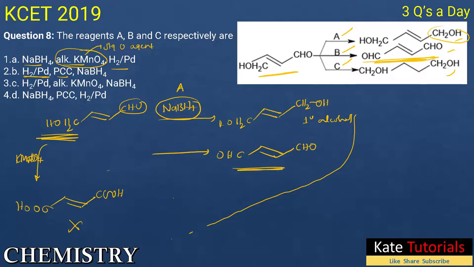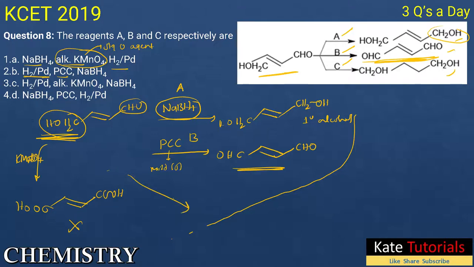This product I want. So I want only alcohol, this alcohol to oxidize to aldehyde. So I'll add a mild oxidizing agent, that is PCC, pyridinium chlorochromate. It is a mild oxidizing agent. I will add that, right. So my B reagent is this one.